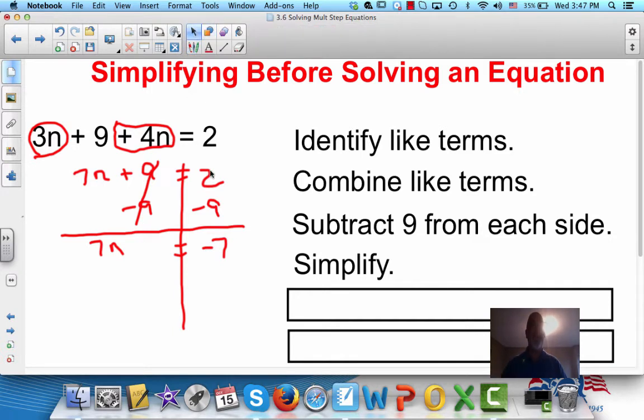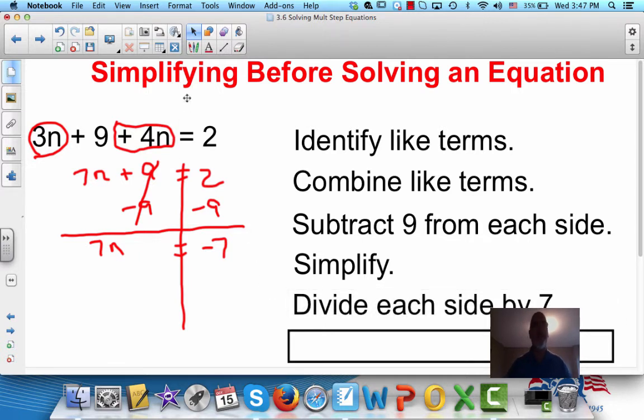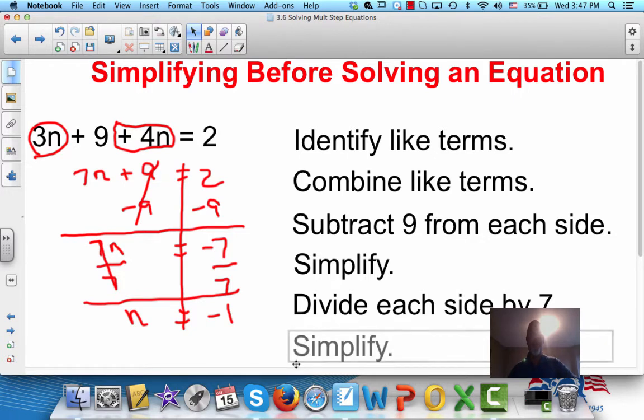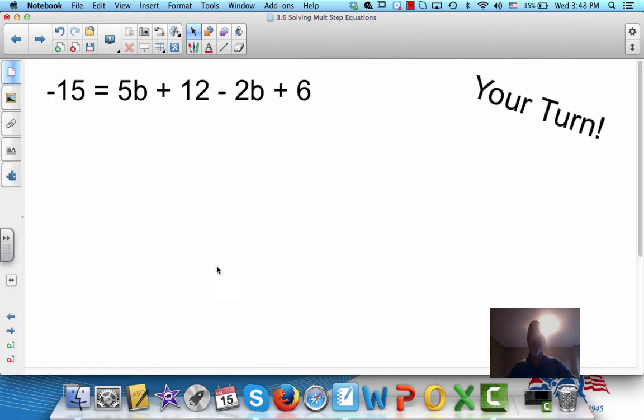Right, we have to get rid of that positive 7 in front of the n. So we're going to divide both sides by 7. This is just like what you've been doing. Once you simplified it, identified the like terms and combined them, then you got to a regular problem. So these cancel each other out, and you're left with n equals negative 1. That last step that I didn't touch down there was to simplify. Okay? Now, since you have completely grasped that, I think it's time for you to do your work. Pause the video, try this one, and then get back with me.